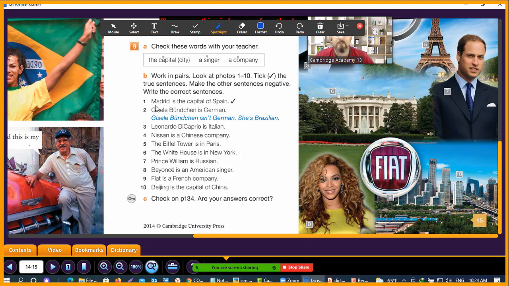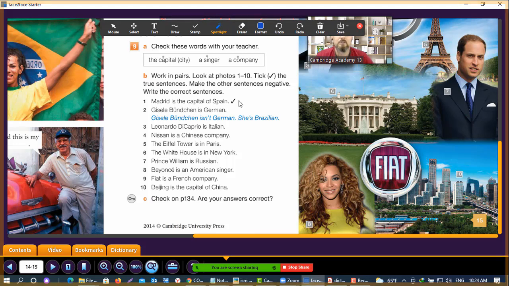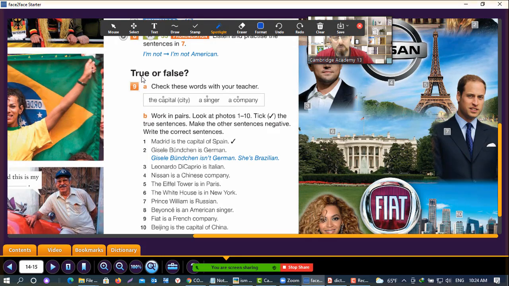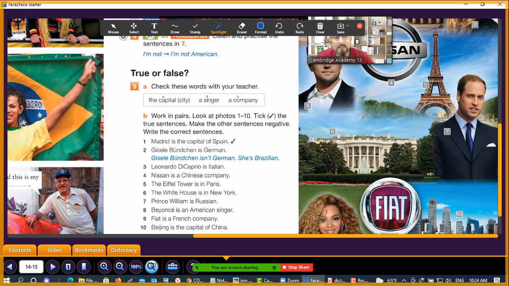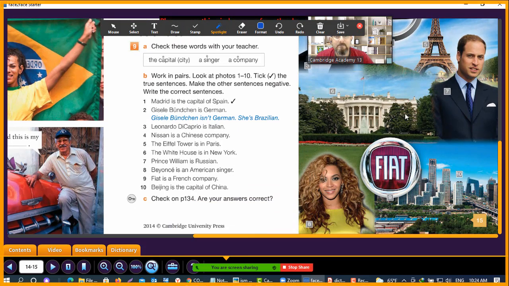Okay, so here we have: Madrid is the capital of Spain. True or false? True means صح, false means خطأ. True or false? True. Madrid is the capital of Spain.